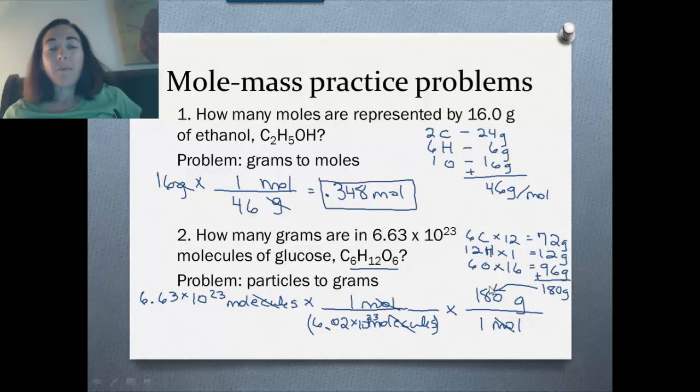Now, we've got our numbers all filled in. We've got our units all canceled out. Let's type all this in your calculator. You're going to do 6.63 times 10 to the 23rd times 1, and then times 180. I'm just reading from left to right across the top of the conversions. And then I'm going to divide by 6.02 times 10 to the 23rd. Now remember, when you divide by Avogadro's number, you may need to put that in parentheses in your calculator so that you get this correct answer.